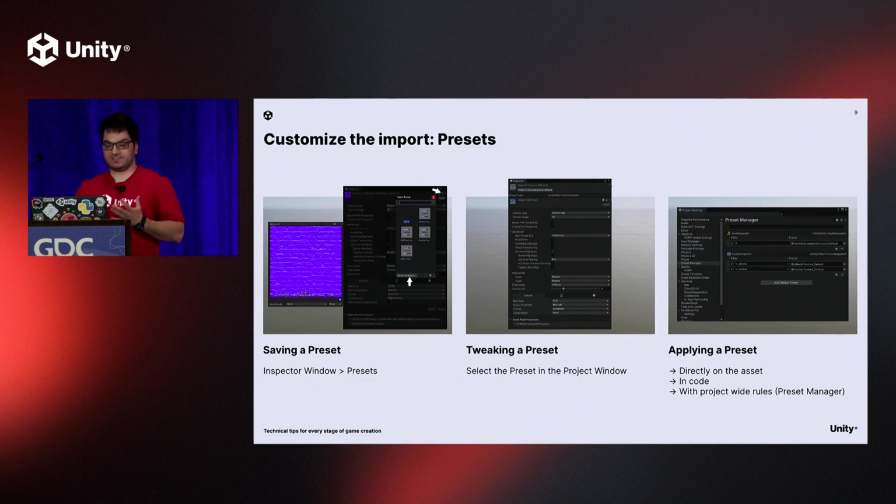And lastly, for applying a preset, you have 3 different ways in which you can do it. One of them would be directly on the asset. The same way you saved it, you would go to the little linear knobs and select a preset that applies for that type of asset. You could do it in code, which I'll show you in a little bit, but you could also do it in the project settings, where there's a preset manager that will allow you to set more wide rules.